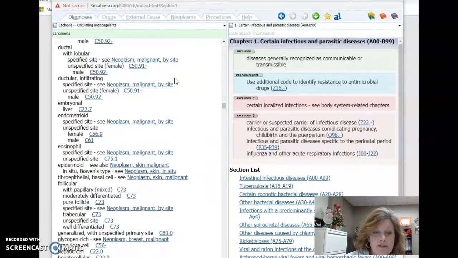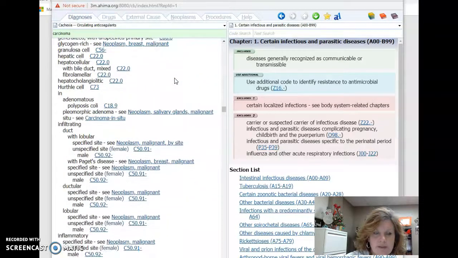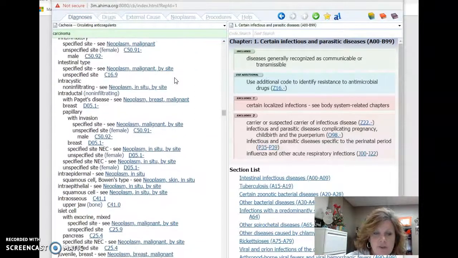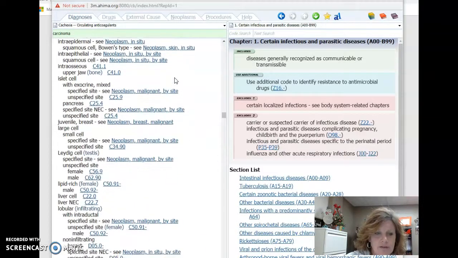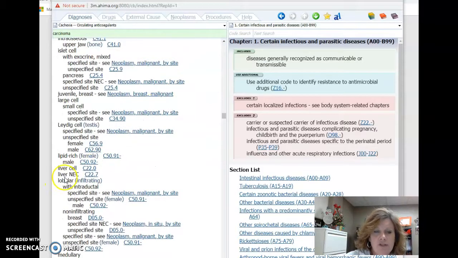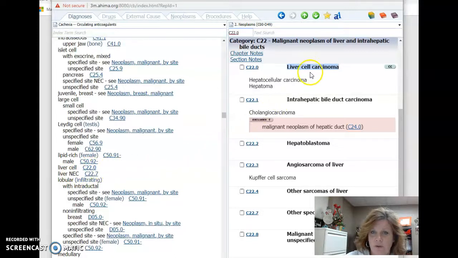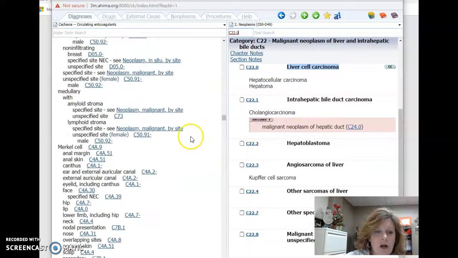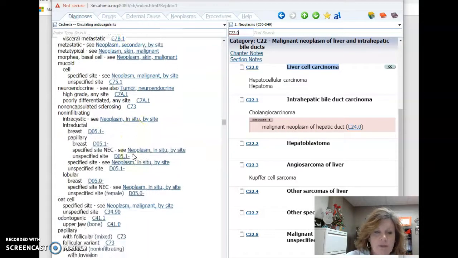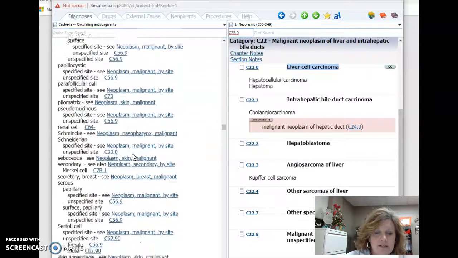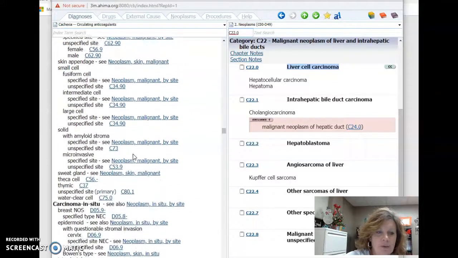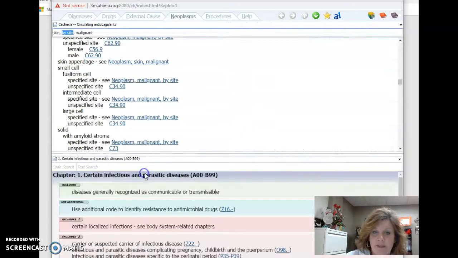Okay, so with this, when we go to different types of carcinoma cancer, the majority is going to be to the malignant, by site. But let's just say that it's a liver cell. It does give us the C22.0 code, okay? Merkel cell too, again, this is a type of carcinoma. But if I want to look here at a certain spot for the carcinoma, so if I want to go to a sweat gland, it's a C neoplasm, skin, malignant.